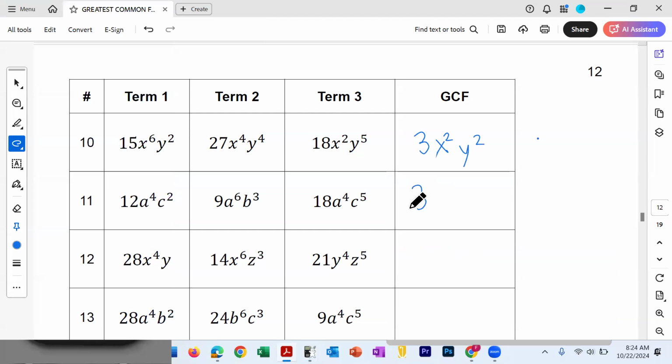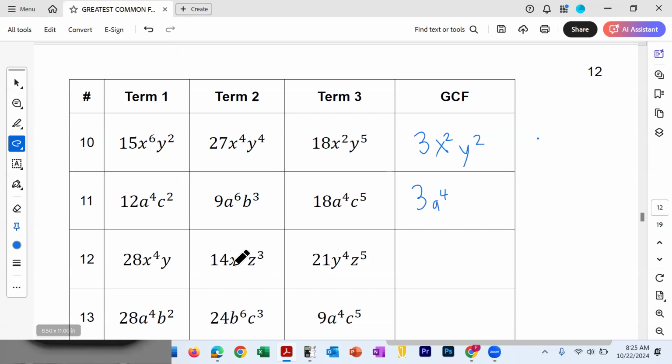And then now, do all terms have an A? What's the lowest exponent? Do all terms have a C? No, the middle one doesn't, right? So do I include C? So I stop right there. That's my GCF.